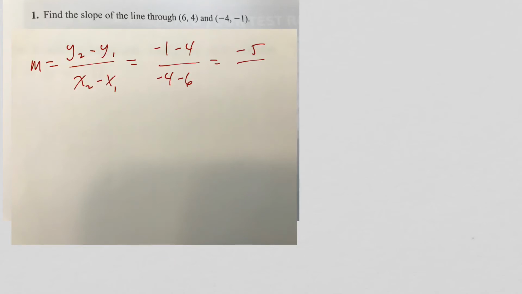Page 261, numbers 1 through 11, skipping number 8. Okay, number 1, slope is the change in the y's over the change in the x's. So we've got negative 1 minus 4 over negative 4 minus 6, which is negative 5 over negative 10, which is 1/2.